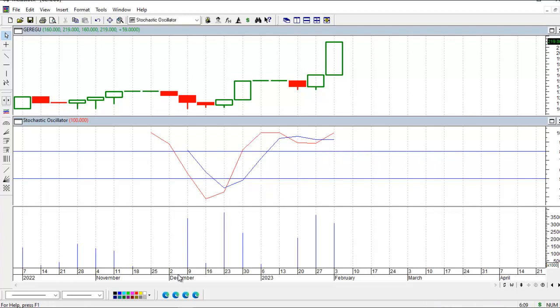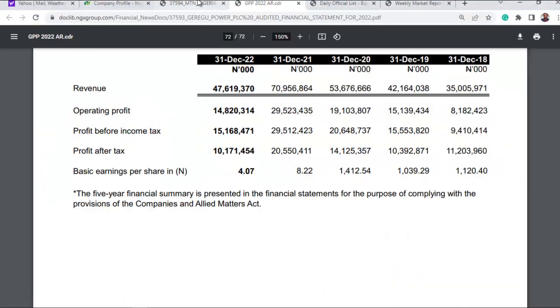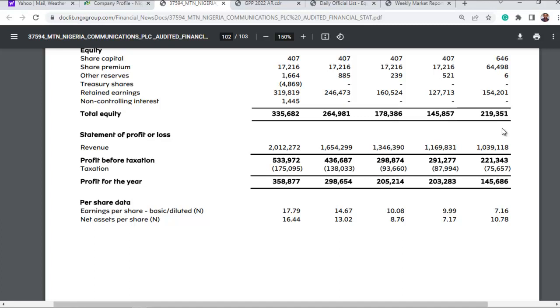We want to quickly look at what has also happened in MTN. These are the numbers that were released to the market, so we'll quickly look at them before we round up this discussion at this hour. For a serious investor, you need to know what is happening in MTN. This is a company that will be the first in the Nigerian market to hit 2 trillion naira revenue, which is a good one.